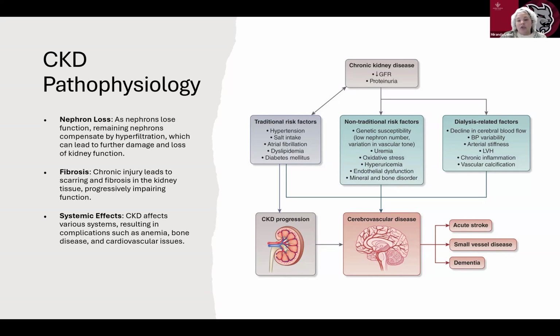Damage to nephrons leads to scarring, known as fibrosis, and inflammation, further reducing kidney function. Waste products, electrolytes, and fluids accumulate in the body, leading to various complications. As kidney function declines, the body struggles to maintain balance, resulting in fluid retention and electrolyte imbalances and ultimately acidosis. Systemic effects of CKD include anemia, bone disease, and cardiovascular disease.